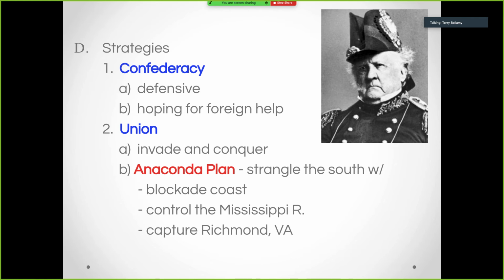fine. So the three parts of the plan were to blockade the coast using the Union Navy, control the Mississippi River, which would cut the Confederacy in half, and capture Richmond. Richmond is the capital of the Confederate States of America. The capital starts out in Montgomery, Alabama, and then they move it to Richmond.